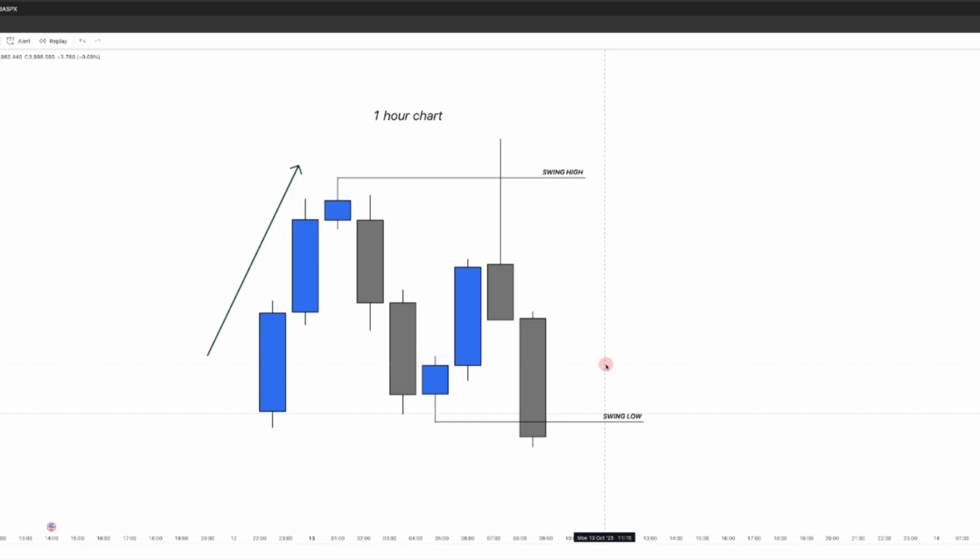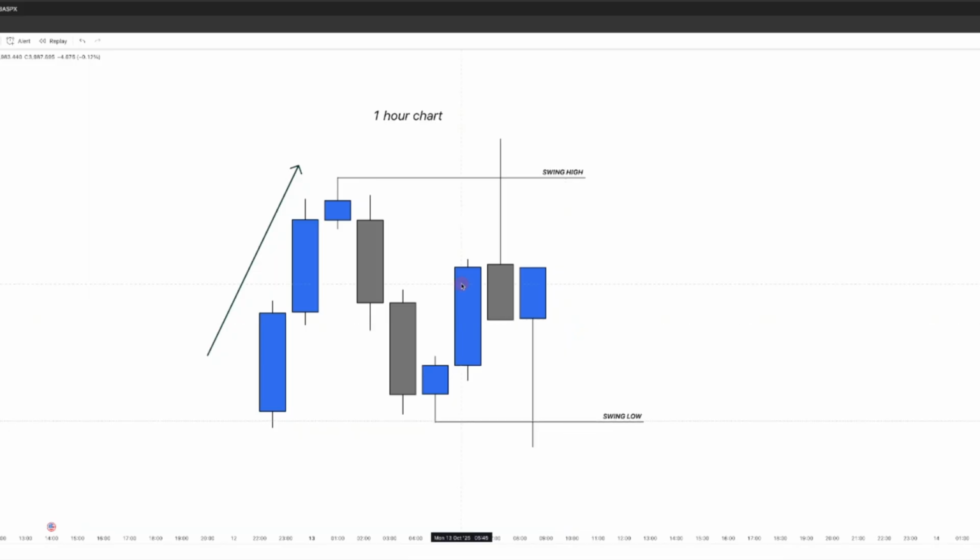What if the market doesn't actually break the swing low? What do you think is going to happen? The market does this. This is why you need to wait for the closure. So you are only going to trade after any swing is broken by a full body candlestick.